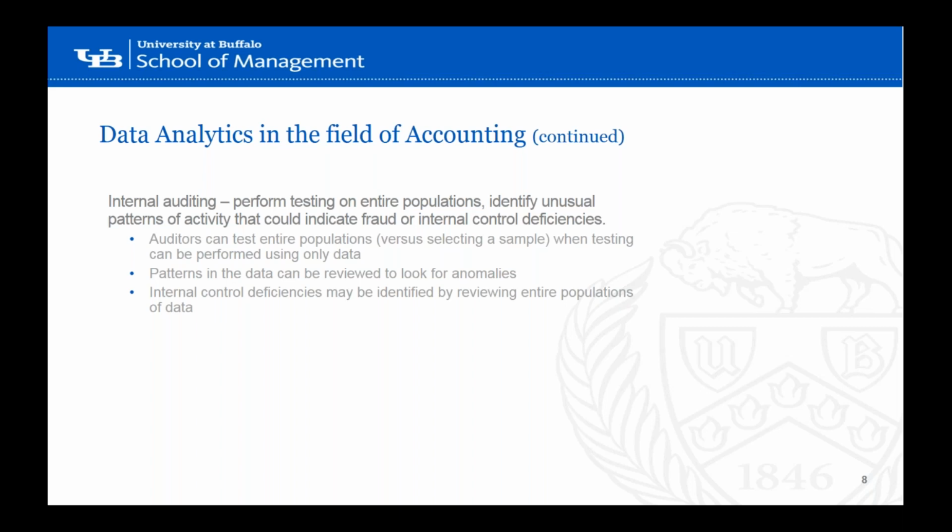Now, if I have the ability to perform a test on the entire population, so maybe it's doing a recalculation on an entire population, maybe it's making sure that we have adherence to policy or compliance to some sort of law or regulation. If I can apply it consistently across the entire data set for a particular period of time, I can gain greater comfort that I have consistency, common application of internal controls, common application of calculations, those types of things.